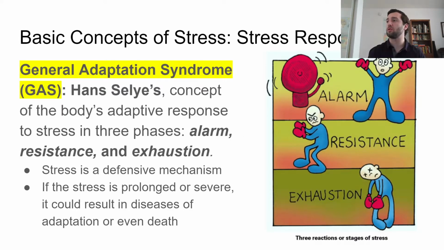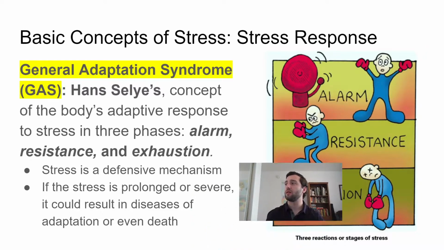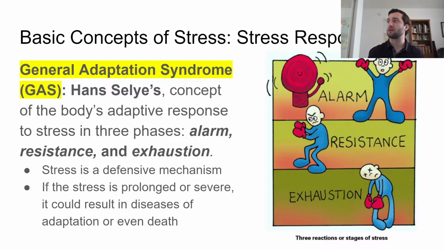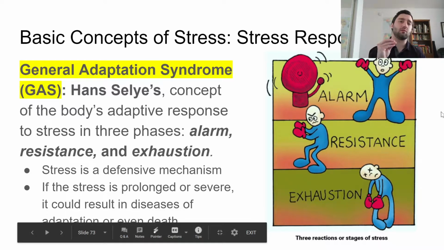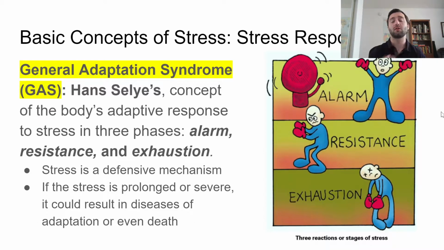Now, the main piece that we're going to be looking at and talking about today is what is called the general adaptation syndrome, which is the stress response. General adaptation syndrome will sometimes be shortened to just GAS, G-A-S. It's the concept that the body's response to stress will go through 3 phases. Those 3 phases are the alarm phase, the resistance phase, and the exhaustion phase. Okay, so again, 3 stages: alarm, resistance, exhaustion.